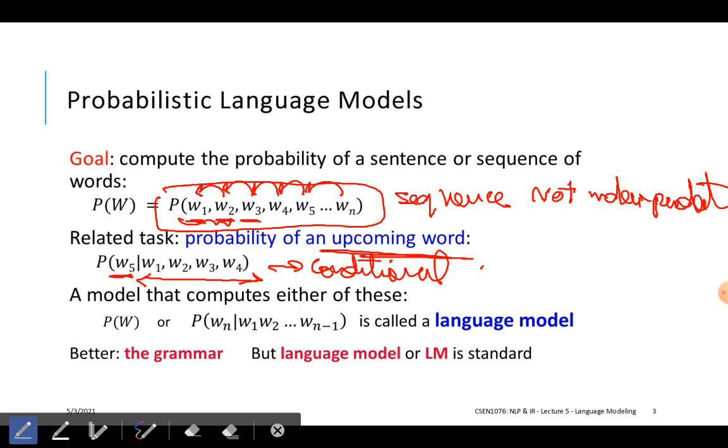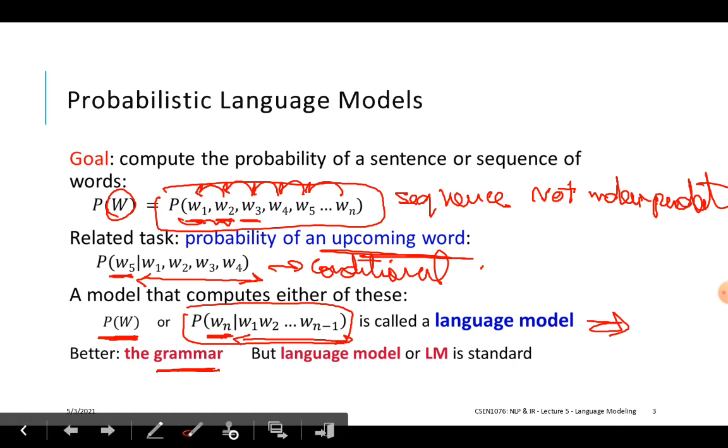How can you compute these probabilities? Then you reduce the probability of a whole sentence as the probability of the nth word given all of the probabilities of the words preceding that nth word. And we will see how we can simplify this. But this is in essence what a language model is. Usually, you would assume that it should be the grammar, but the language model is the standard term that was given or coined in this case of assigning a probability to a sentence.